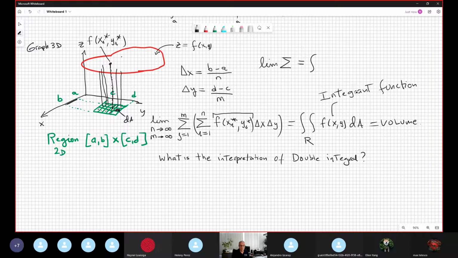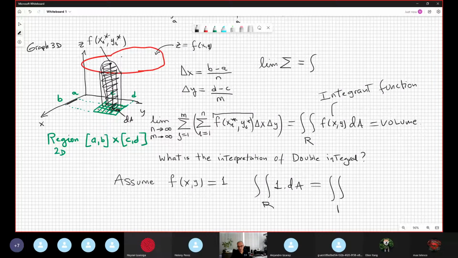But it's okay so far. In the classical example of the Riemann sum, you take the original function and you get the volume. That volume. However, frequently you assume that f of x, y is equal to 1. So another example is 1. Then, if you assume that the function is 1, we have the double integral over the region R of 1 times dA, which by the way is the double integral over the region R of dA.